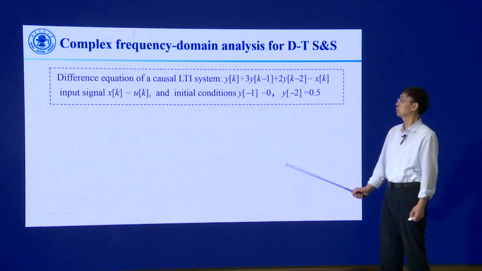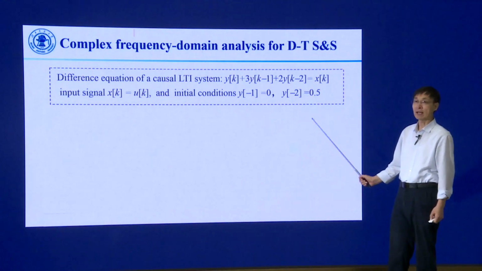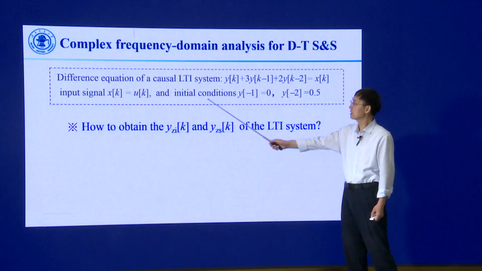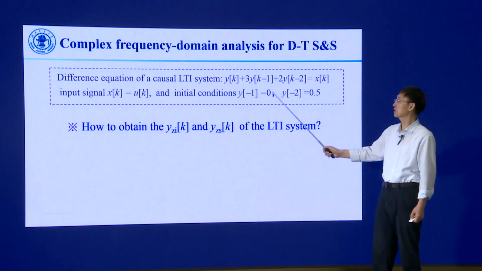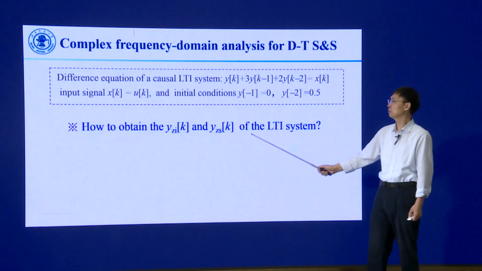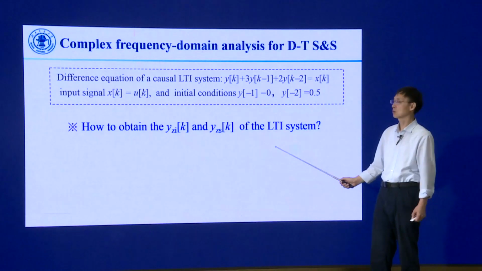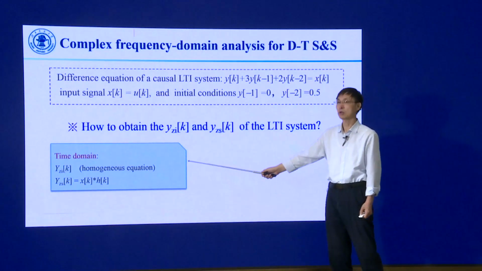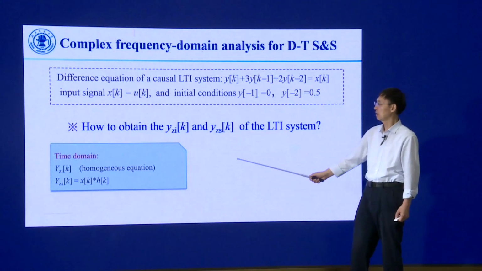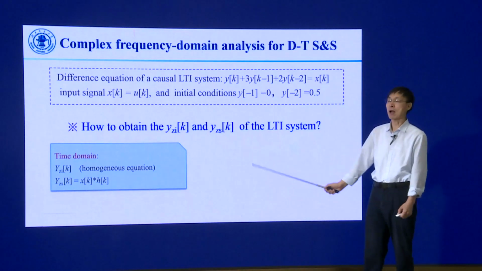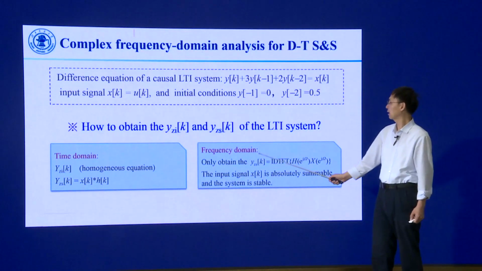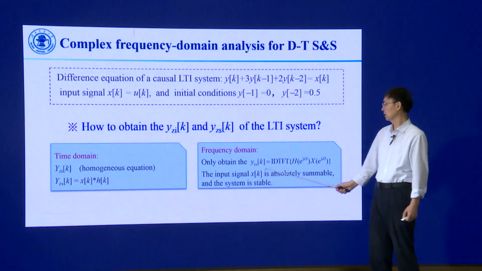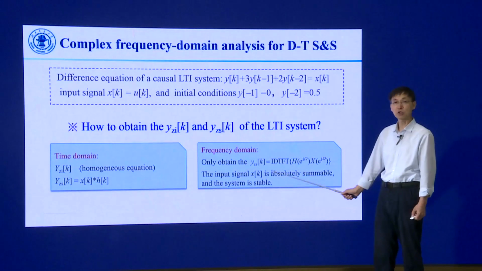Why do we need to introduce the complex frequency domain analysis for discrete time signals and systems? For this difference equation of a causal LTI system, how to obtain the zero input response and the zero state response of the LTI system? In time domain, we can use the homogeneous equation to get the zero input response, and convolution to get the zero state response. In frequency domain, we can only get the zero state response, and we need the input signal to be absolutely summable and the system to be stable.